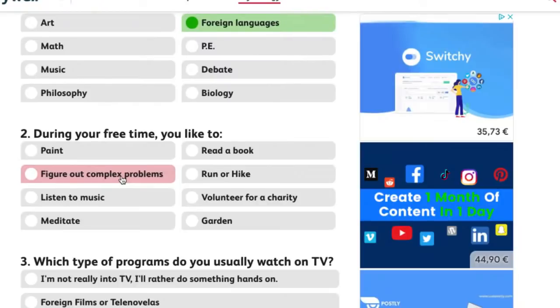Question number 2. During your free time, do you like to paint? Figure out means to solve complex problems. Listen to music. Meditate. Oh, I do. I do meditation. Read a book, run or hike, volunteer for a charity. That's to help out for free. To garden. So notice garden is a noun and a verb. To garden. Well, to be honest, I love all of these. I'm going to put hike because I do go out hiking and walking quite a lot. So I'll put the one that I like the most.